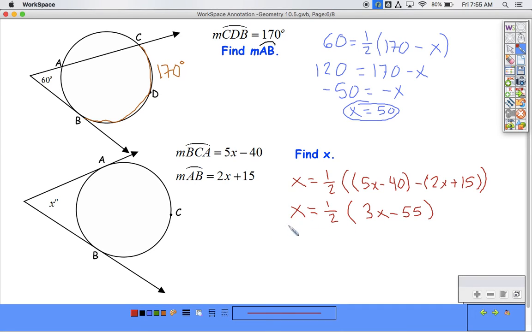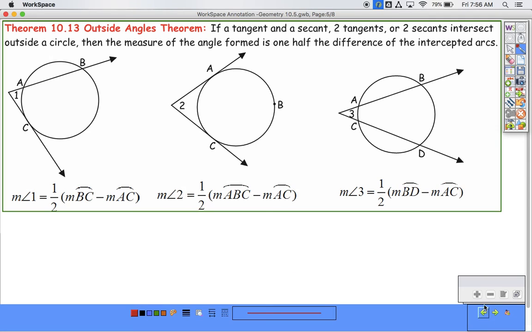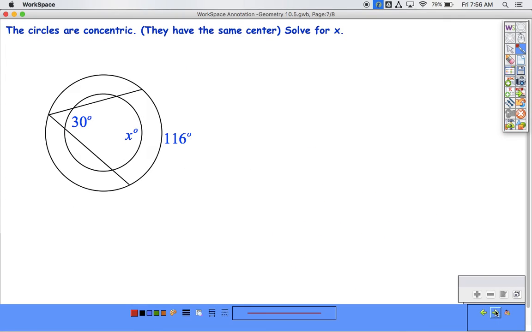Then we got to multiply both sides by 2. So 2x is going to equal 3x minus 55. Subtract our 3x. And then we can divide or multiply by -1, and we get 55. And there it is. So when you're working on these problems and you forget what to do, just go back to your theorem and follow the example here. Plug in the things you know.